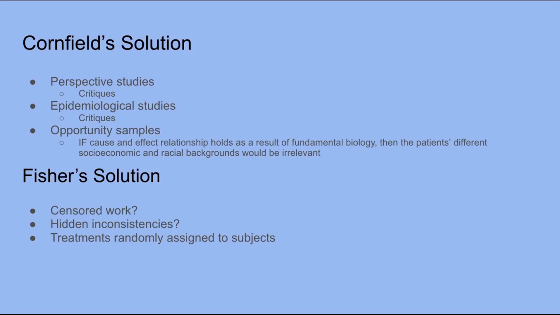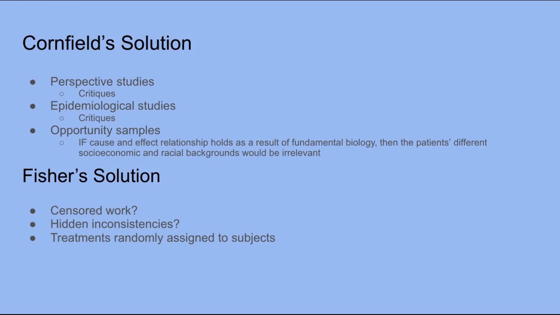The next solution that Cornfield proposed was epidemiological studies. These studies were based off of surveys from family members of deceased victims of lung carcinomas. Unfortunately, the solution was also criticized because of the unreliability of family members to answer accurately. Cornfield responded to both of these critiques, specifically about the bias of opportunity samples, and stated that if cause and effect relationships held as a result of fundamental biology, then the patients' different socioeconomic and racial backgrounds were not relevant.